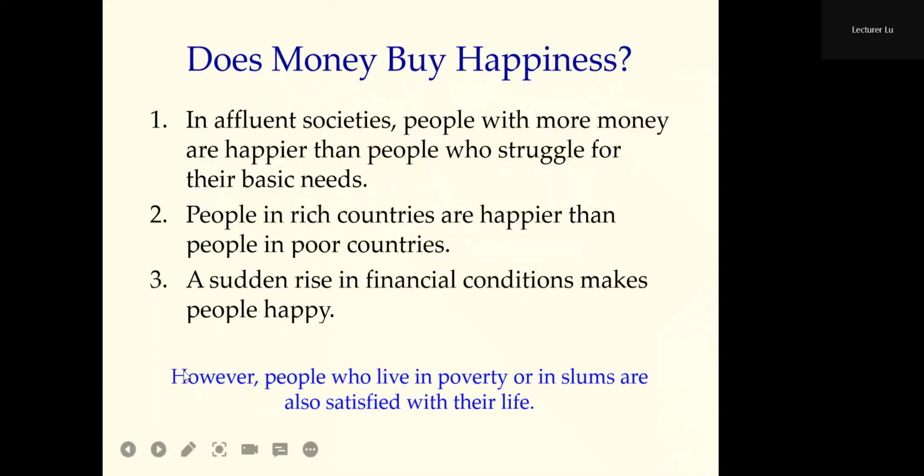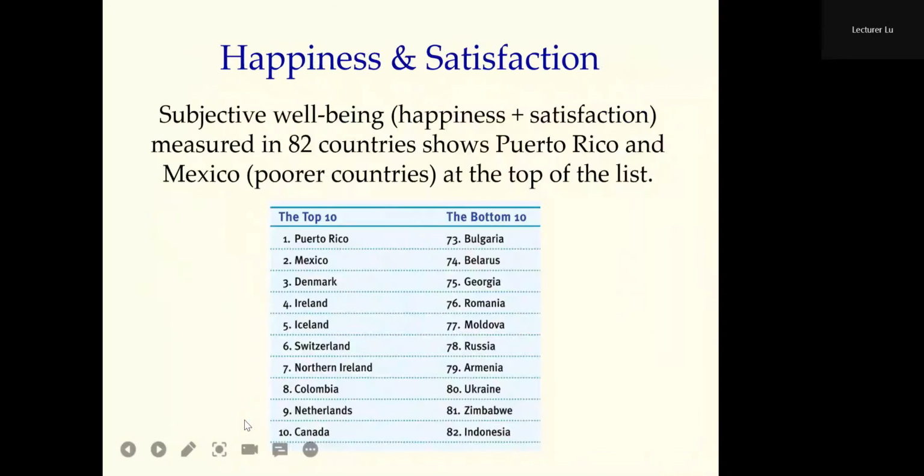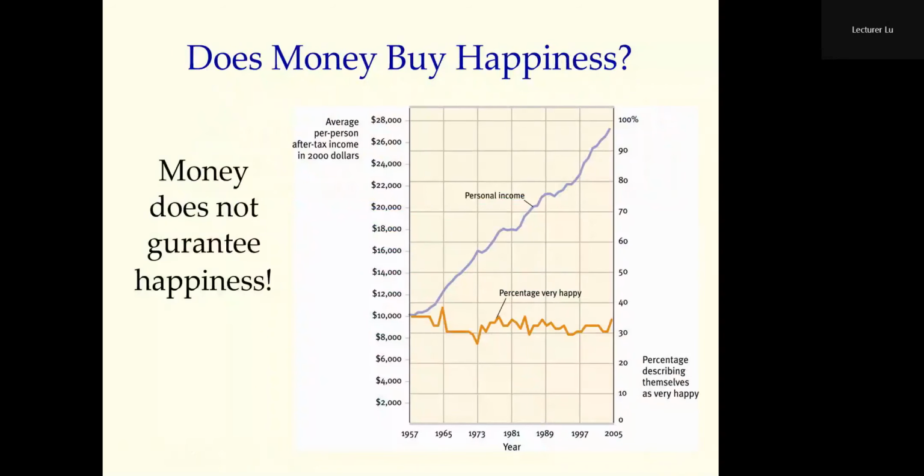However, people who live in poverty or in slums, poor people, are also satisfied with their life, like some people, not all the people. Why? Now we can see the chart. Does the percentage of being happy rise just according to the rise of personal income? No. We can see these two lines are completely separated from each other, right? So money does not guarantee happiness.